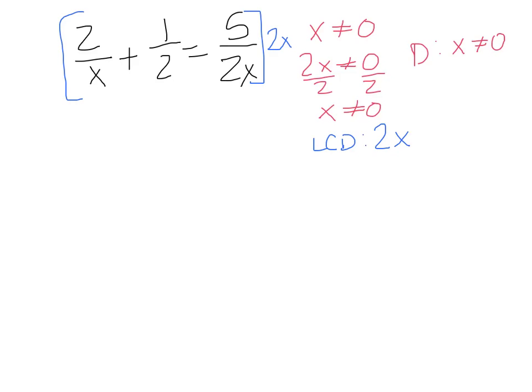Now the first fraction looks like the x's are going to cancel, and I'm going to be left with 2 times 2, which is 4. In the second fraction, the 2's will cancel, and I'll be left with 1 times x, which is x. And in the third fraction, the whole thing cancels, and I'm left with just the numerator, which is 5. Now it's just a matter of getting x by itself. So when we solve this one, I'm going to subtract 4 from both sides. I'm going to end up with x equals 1.